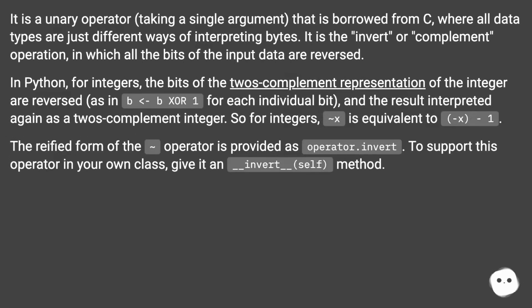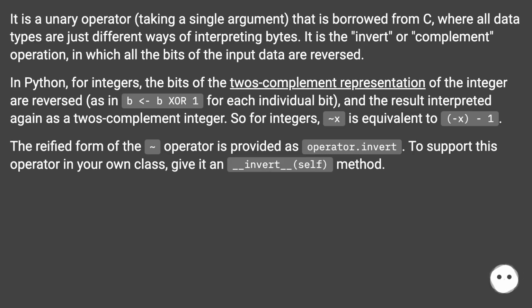It is a unary operator, taking a single argument, that is borrowed from C, where all data types are just different ways of interpreting bytes. It is the invert or complement operation, in which all the bits of the input data are reversed. In Python, for integers, the bits of the 2's complement representation of the integer are reversed, as in b XOR 1 for each individual bit, and the result interpreted again as a 2's complement integer. So for integers, ~x is equivalent to -x-1.